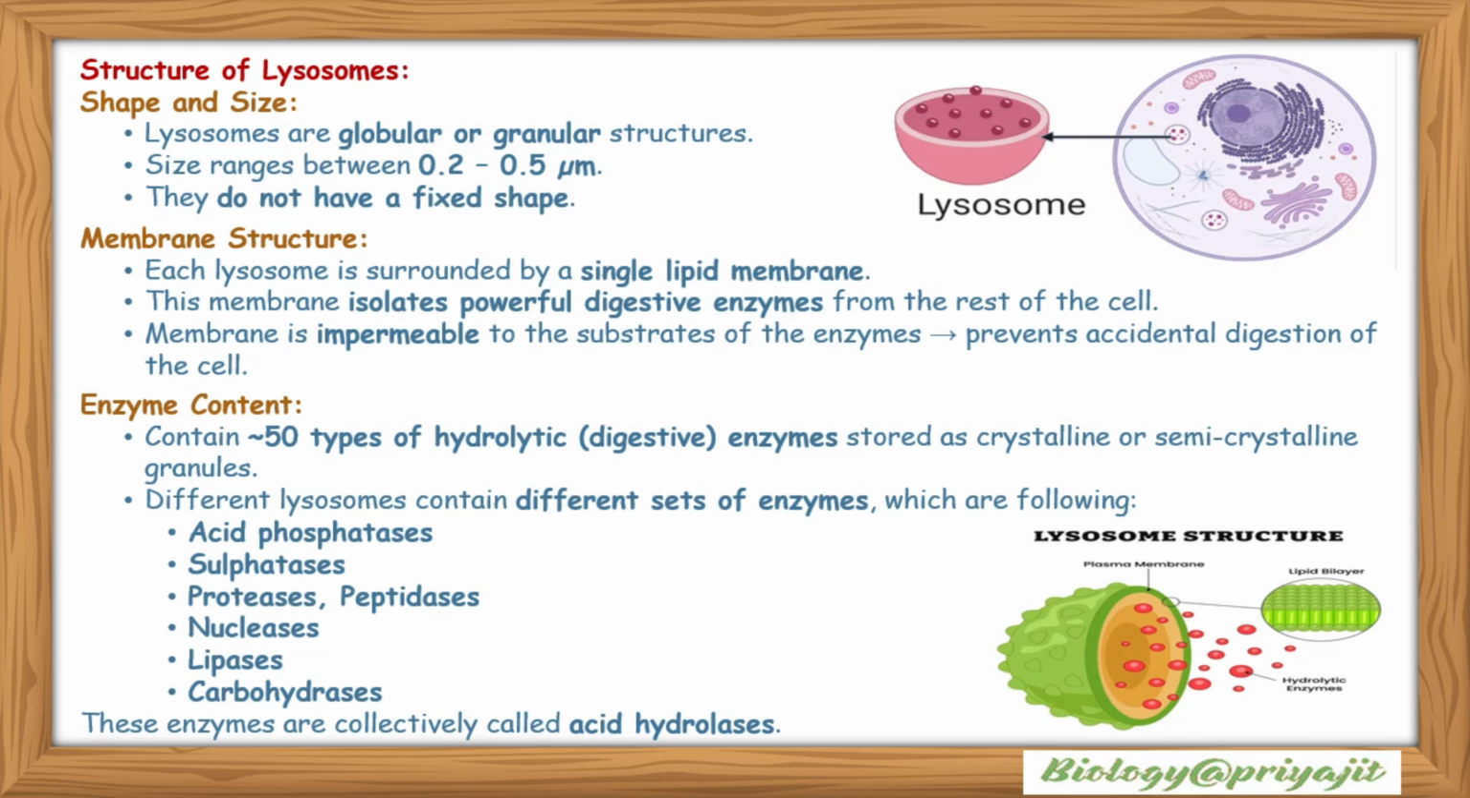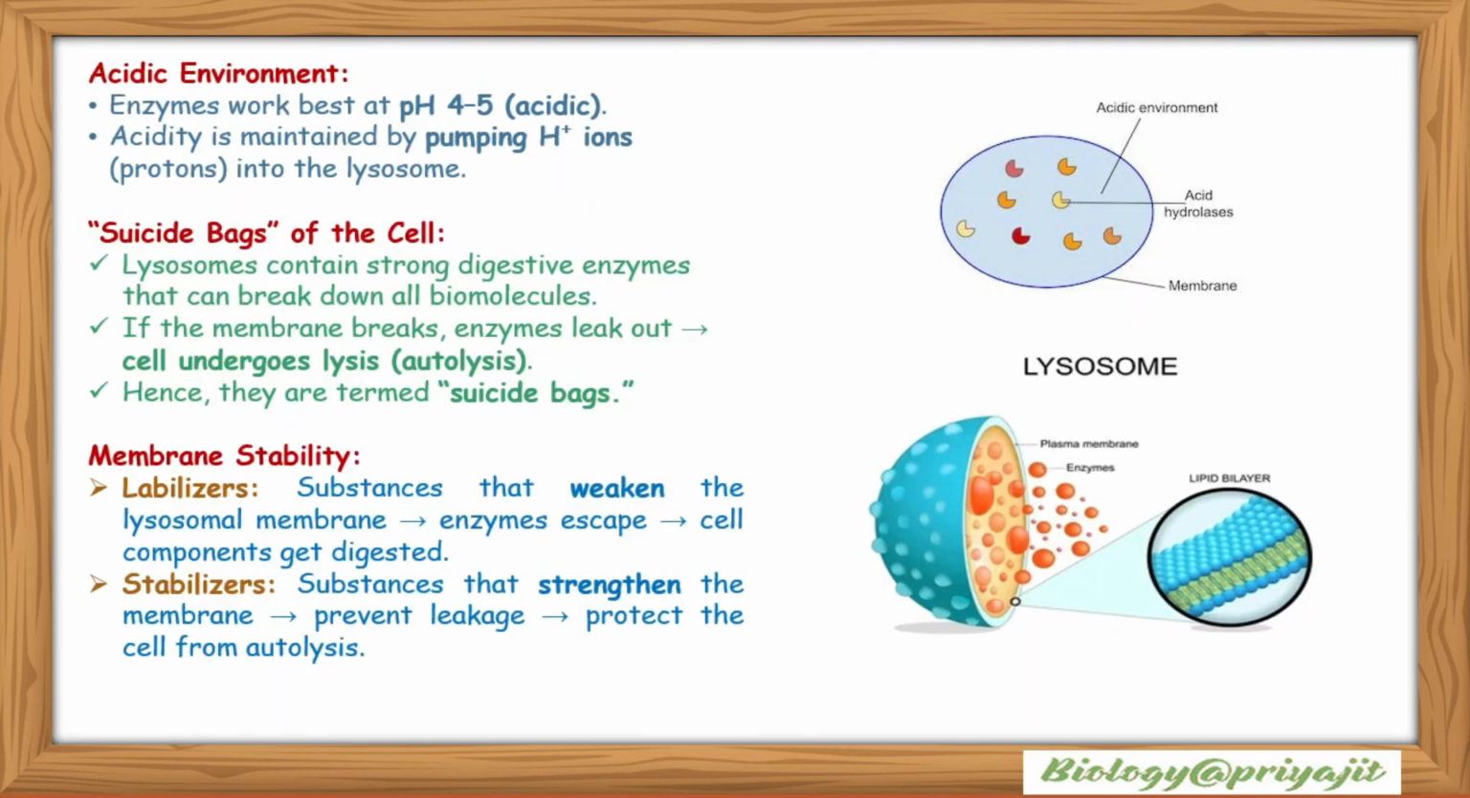Enzymes. Lysosomes contain about 50 types of hydrolytic or digestive enzymes stored as crystalline or semi-crystalline granules. Different lysosomes contain different sets of enzymes, which are the following: acid phosphatase, sulfatases, proteases, peptidases, nucleases, lipases and carbohydrases. These enzymes are collectively called acid hydrolases. Acidic environment. Enzymes work very fast at pH 4 to 5, that is acidic. Acidity is maintained by pumping H+ ions or protons into the lysosome.